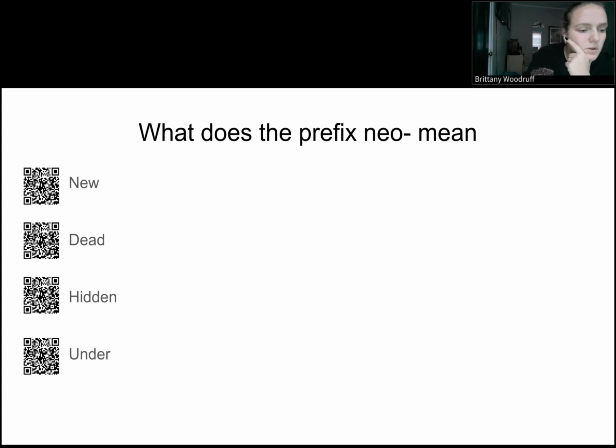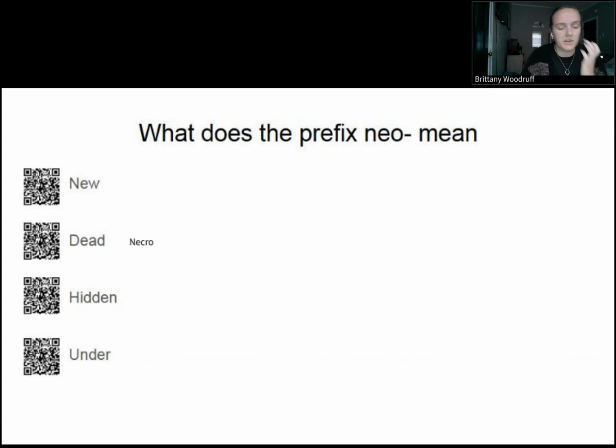Yeah, so neo is going to be meaning new. Dead, necro. So like necrophilia. Somebody's got a thing for dead people. All right. I don't know why, but that's what sticks with me. Crypto. So like cryptocurrency, hidden. Under, we've talked about a ton. Hypo. So like hypodermis, under the skin.